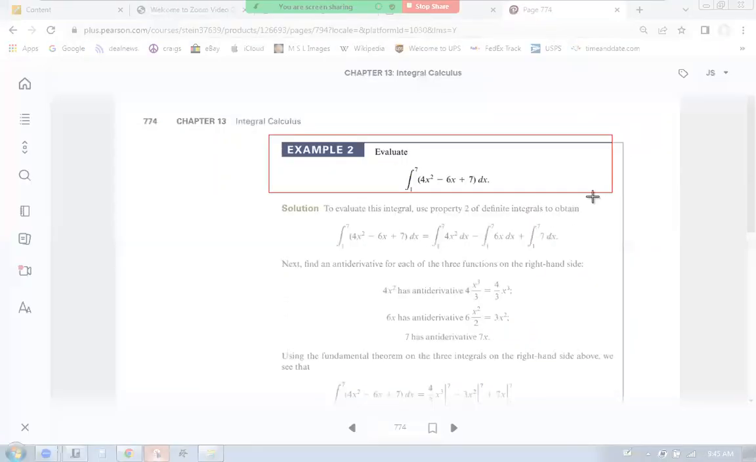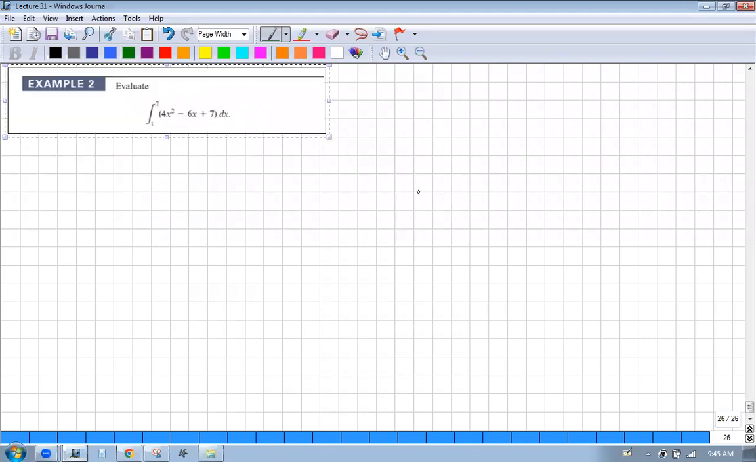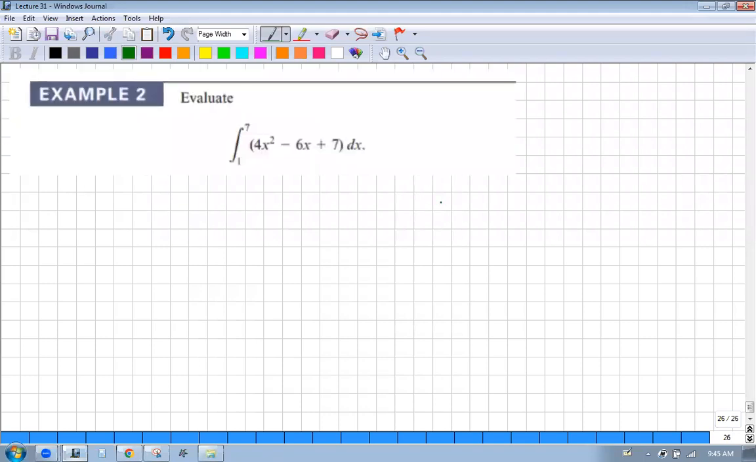So this isn't too hard, right? Once you know derivatives, you could do integrals. It's just the derivative backwards, right? And now it's just algorithmic, right? So this guy here, we would have 4x cubed over 3 minus 6x squared over 2 plus 7x. And we're evaluating from 1 to 7.